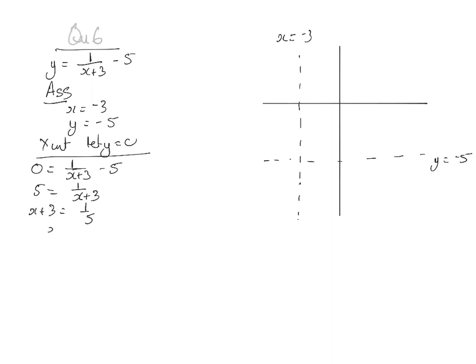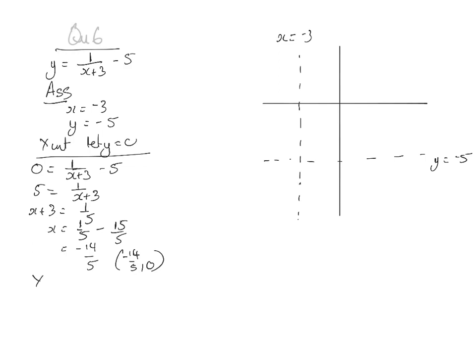And x is equal to 1/5 minus 3. Now 3 is 15 on 5, which gives us minus 14 on 5. Alright, the x-intercept we've got, so that looks like minus 14 on 5 and 0.